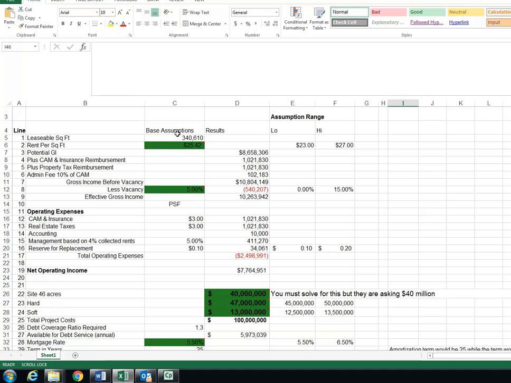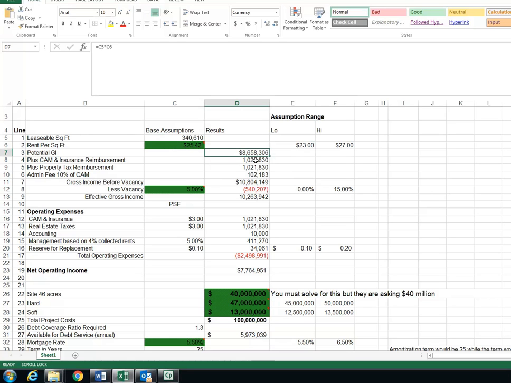We have our base assumptions right here. Here's our square feet of a proposed development, and here's the rent that we think that we can get. Here's a low on the rent and a high on the rent in terms of what we think the market would support. So we calculate out the potential rent on the property.